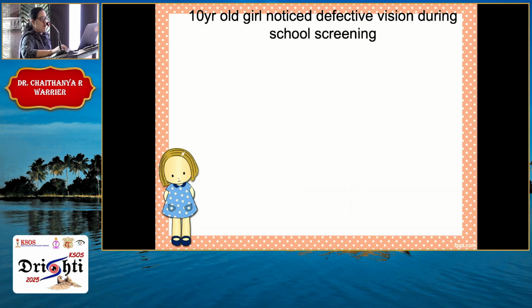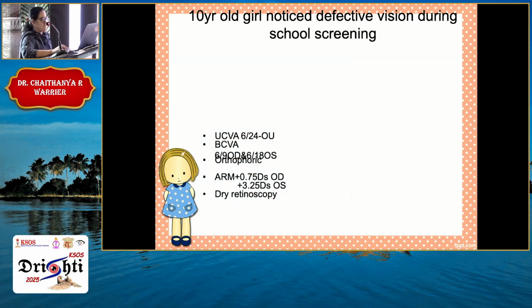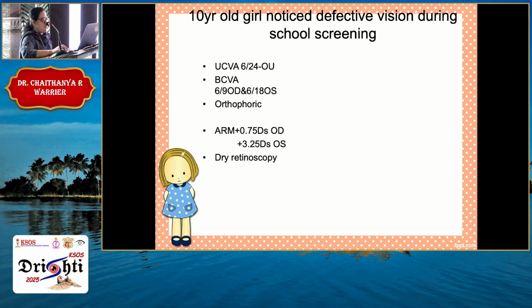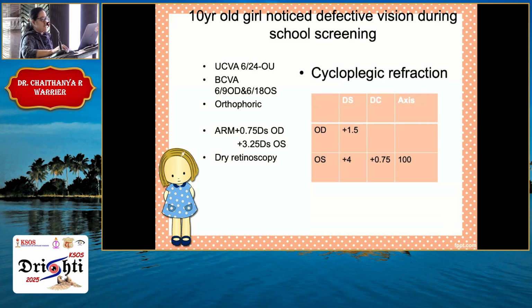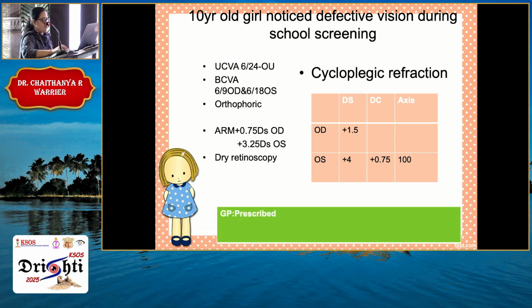Another 10-year-old girl noticed defective vision during school screening. Uncorrected visual acuity was 6/24, improving to 6/9 in the right eye and 6/18 in the left eye. It is a unilateral high hypermetropia. She needs full correction in the left eye and amblyopic therapy also.